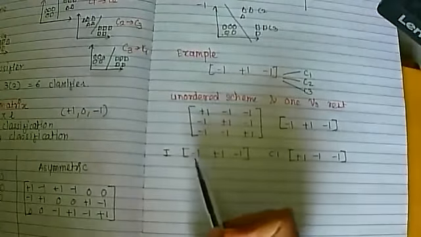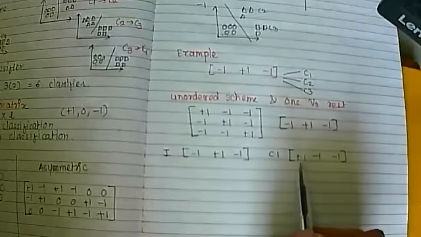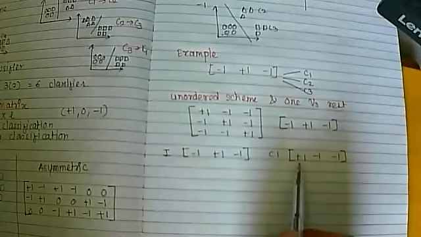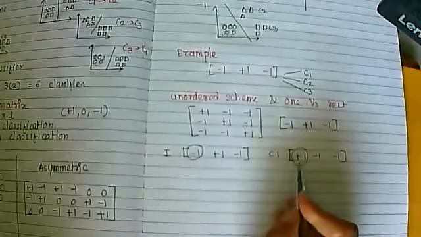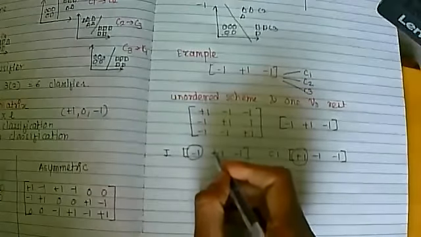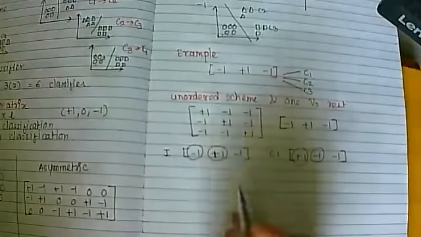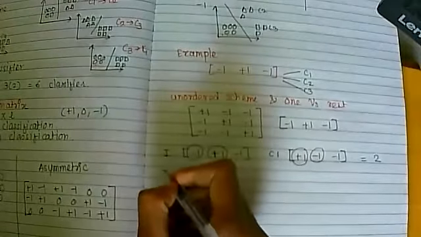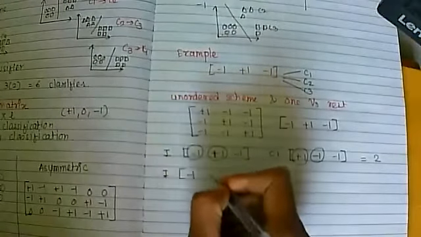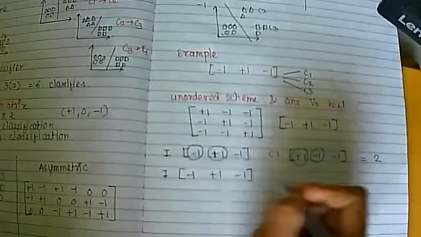Now we have to calculate the Hamming distance. It is very easy to calculate. Check the differences. -1 versus +1, so we got the first difference. Now the second difference, +1 versus -1. -1 and -1 is the same. So how many differences are there? 2 differences are there.